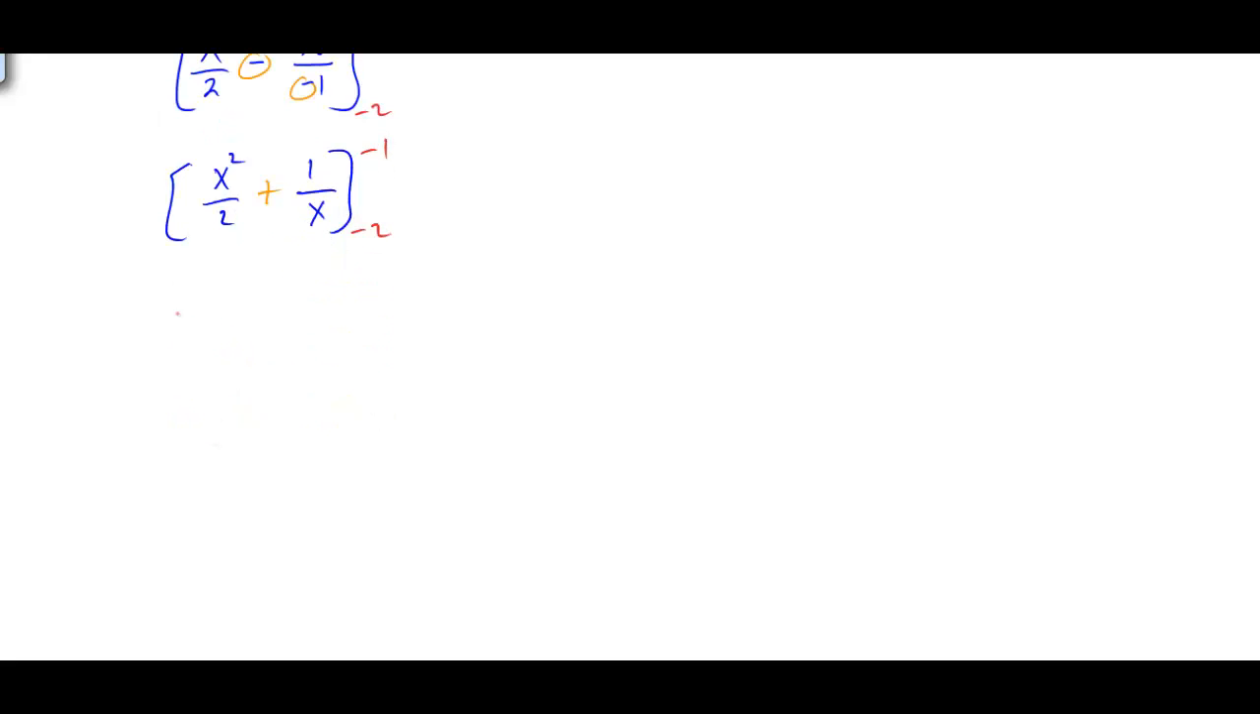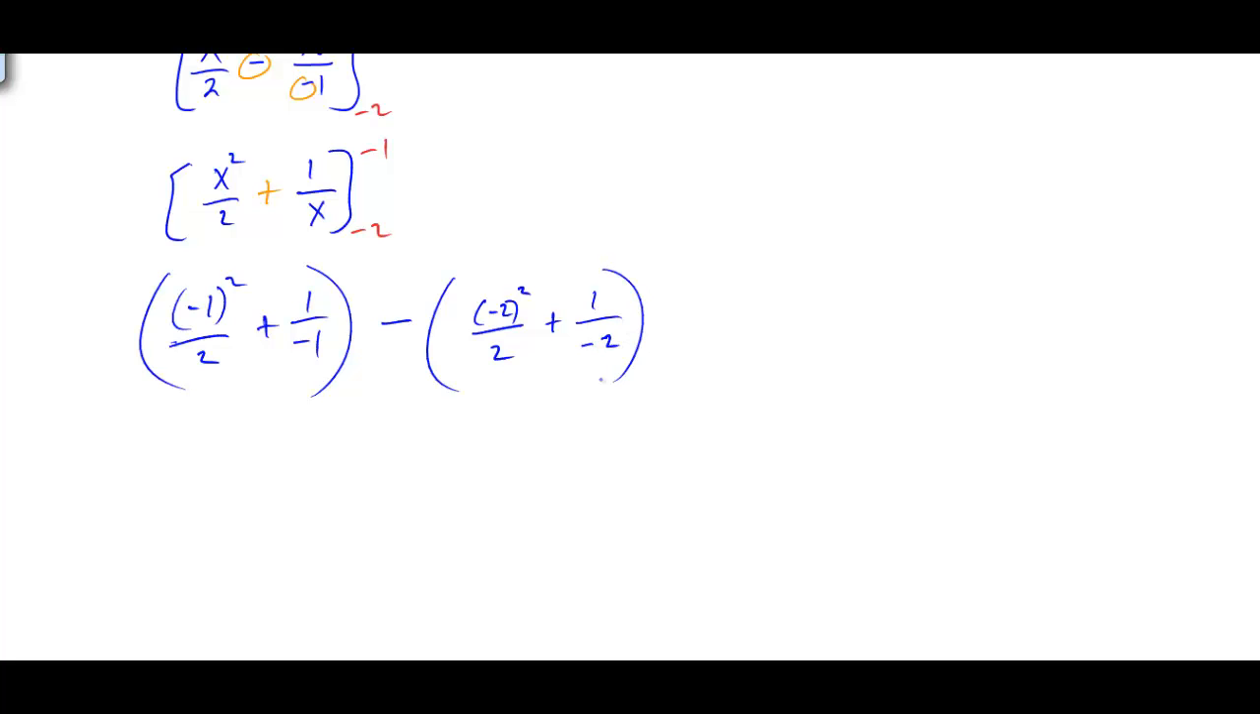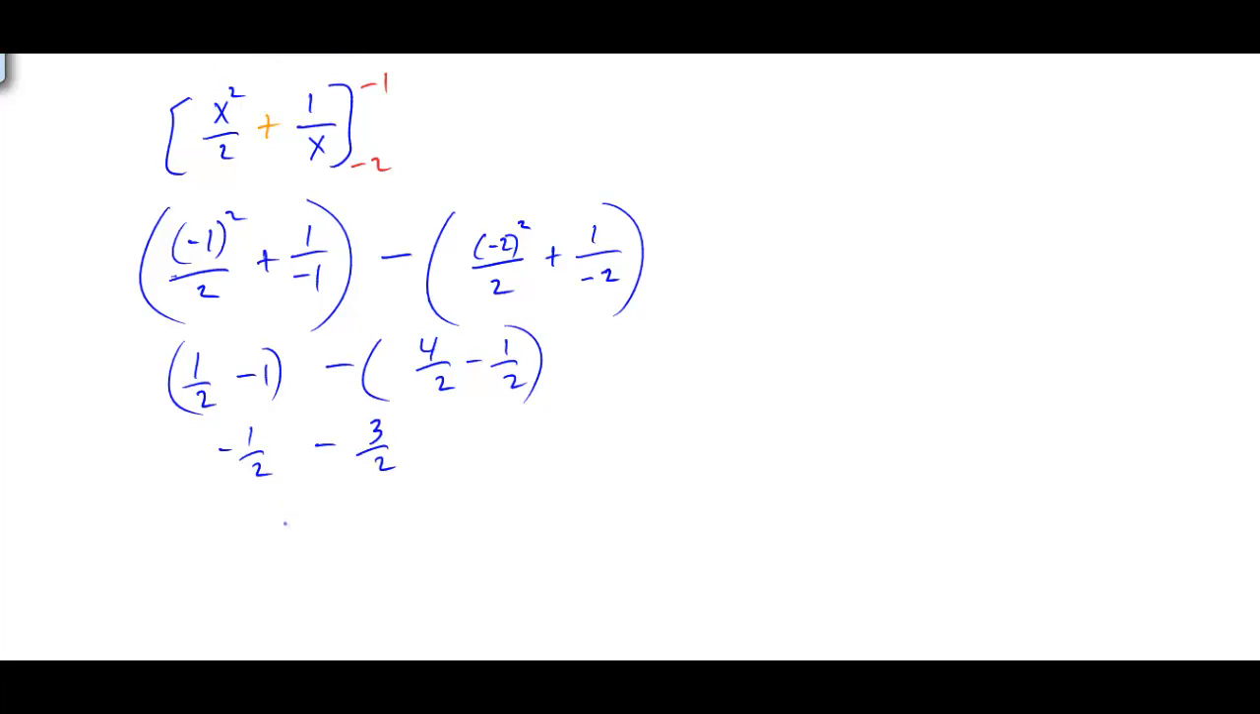So now let's plug in our limits. If we plug in a negative 1, we get negative 1 squared over 2 plus 1 over negative 1. Okay, so there's the f of b minus f of a, where we're going to plug in our negative 2. So that's negative 2 squared over 2 plus 1 over negative 2. And if we simplify the expression here, negative 1 squared, we get 1/2 minus 1, and we end up with 4 over 2 minus 1/2. So 1/2 minus 1 is a negative 1/2. Minus 4/2 minus 1/2 is 3/2. So now we're left with a negative 1/2 minus 3/2, which equals negative 2. And that's the answer to our integral.